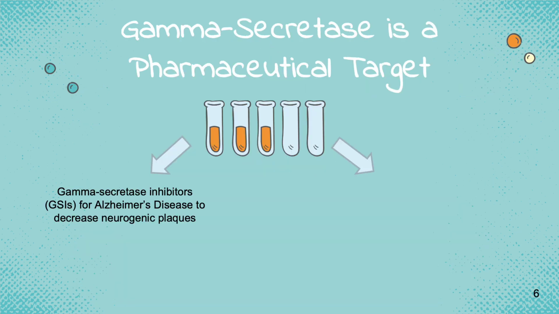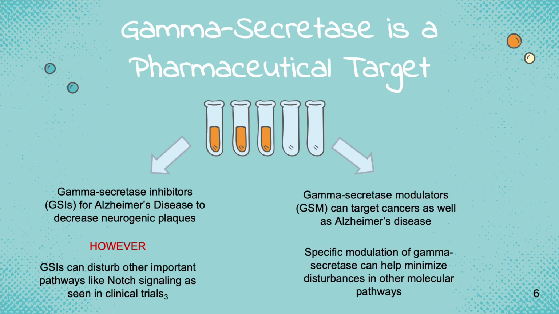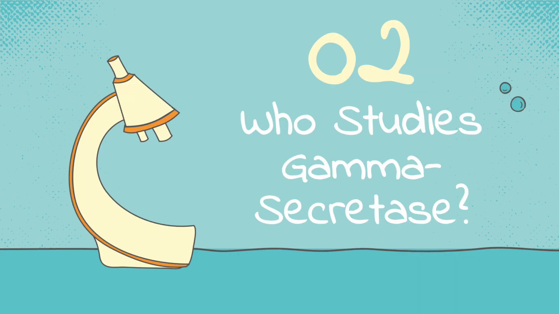So for this reason, gamma-secretase is a pharmaceutical target. There have been gamma-secretase inhibitors used. However, they can disturb other pathways such as Notch signaling, and this was actually seen in a clinical trial. There's also gamma-secretase modulators, which are often a little bit more specific in their target and help to minimize disturbing other molecular pathways. So who studies gamma-secretase?